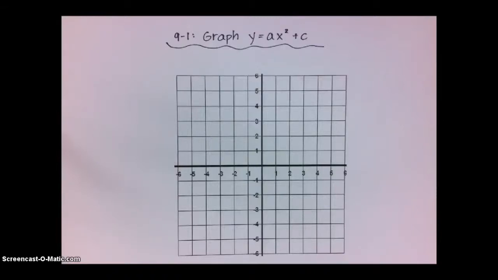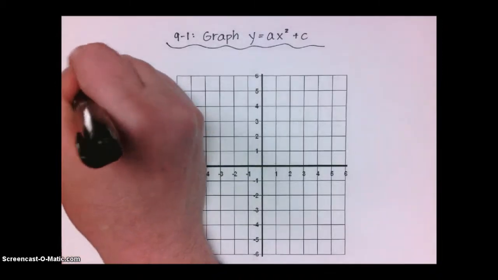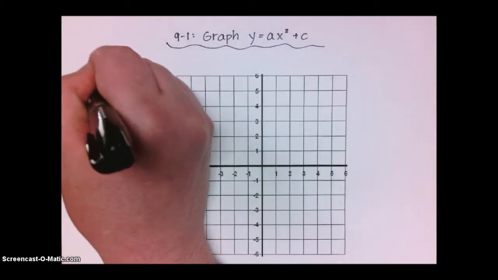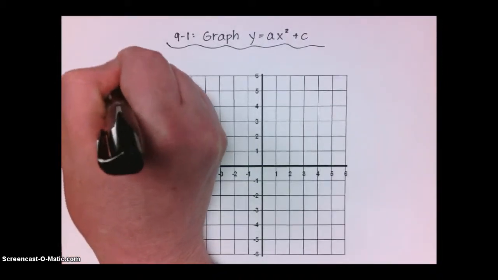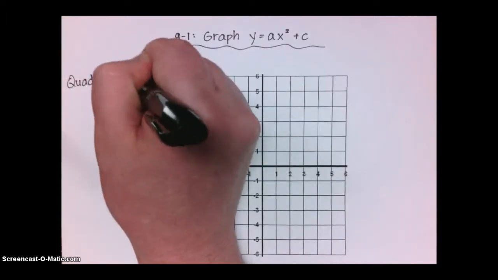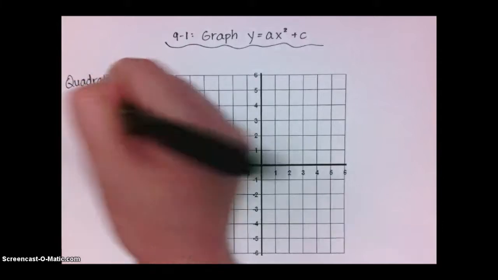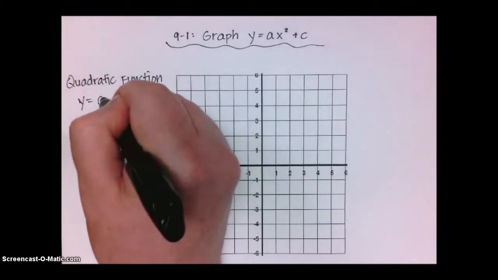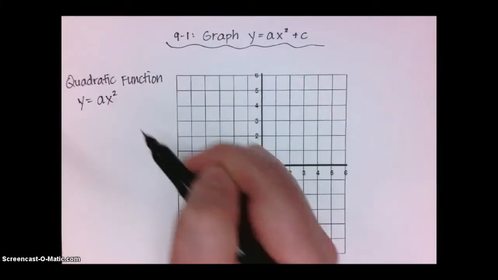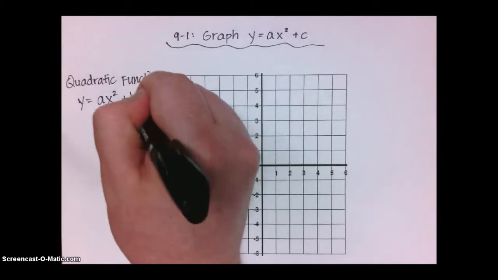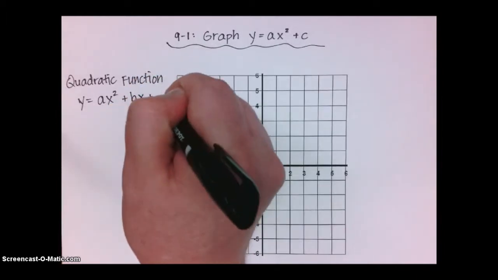Hello class, today is lesson 9-1 in your algebra books, and it's learning how to graph the function y equals ax squared plus c. So to backtrack, a quadratic function is of the form y is equal to ax squared plus bx plus c.